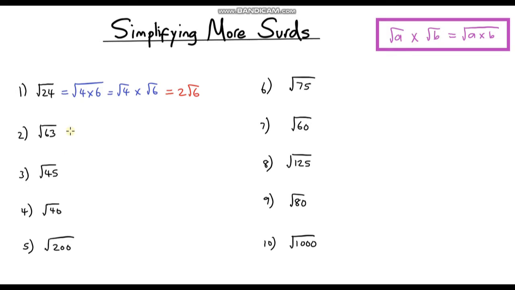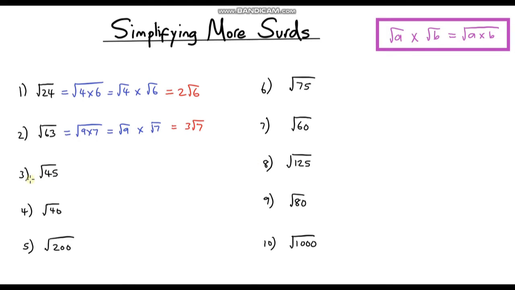Okay, let's go on to question 2. So the square root of 63. Well, straight away I can see that 63 is 9 times 7, and 9 is a square number, so that works out quite nicely. So this is the square root of 9 times 7, and then we can break this down into the square root of 9 multiplied by the square root of 7. And the square root of 9 we can evaluate, well, that is just 3, so this is going to be 3 times the square root of 7.